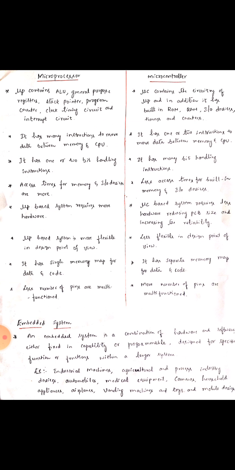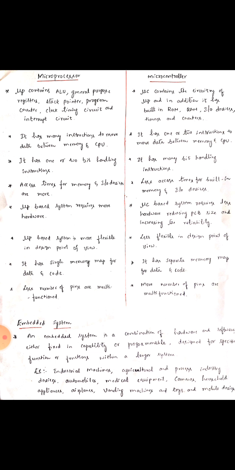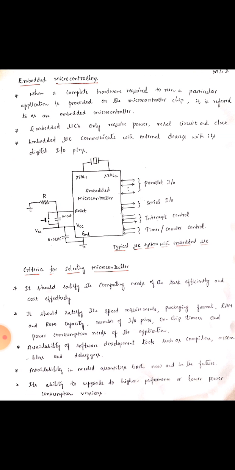So an embedded system is a combination of hardware and software where the capability is fixed or even programmable, designed for a particular task, a single function or many functions. Examples include automobiles, medical equipment, household appliances, industrial machines, vending machines, etc. Based on this, we have the next topic, called the embedded microcontroller.